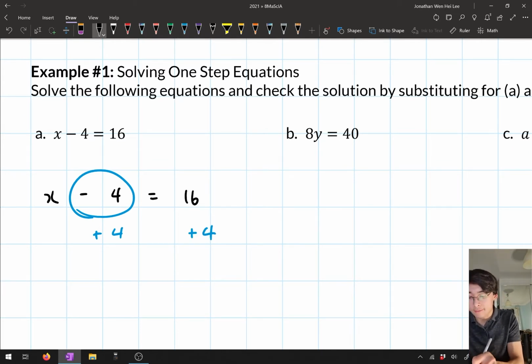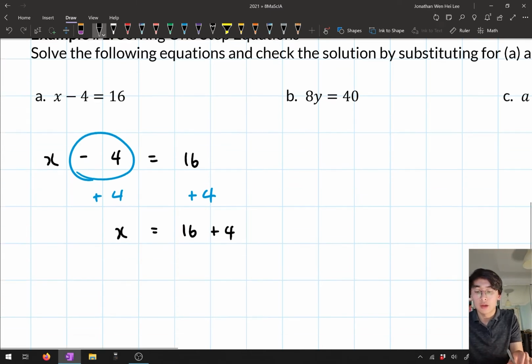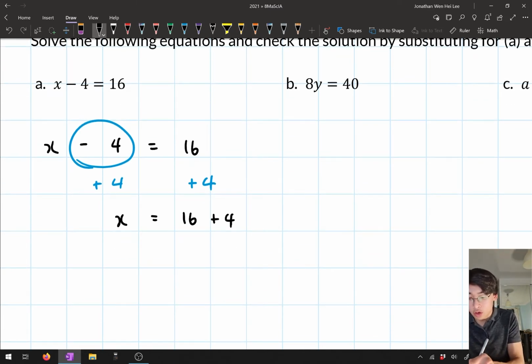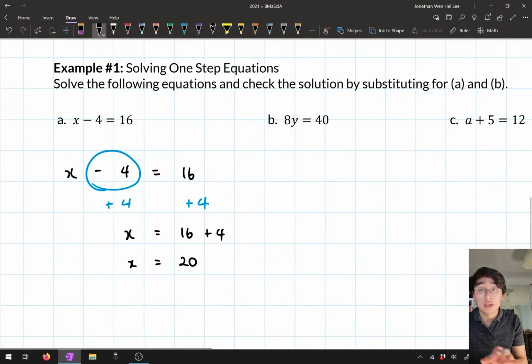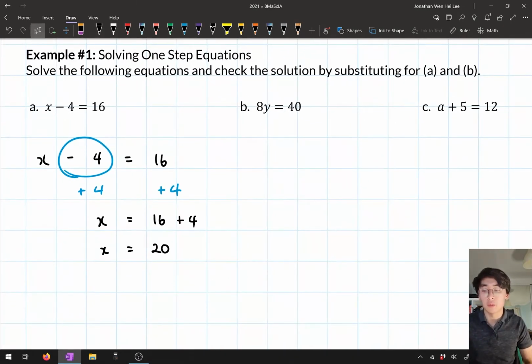And so here, when I add 4, I'm going to get x is equal to 16 plus 4. And so my solution is x is equal to 20. So that's how we can solve this fairly simple one. Notice on our left-hand side, we had that x minus 4. We don't want that minus 4 there. We want to just make sure that x is by itself on the left-hand side. And so what we had to do was find the reverse operation. We added 4 to get rid of that minus 4.